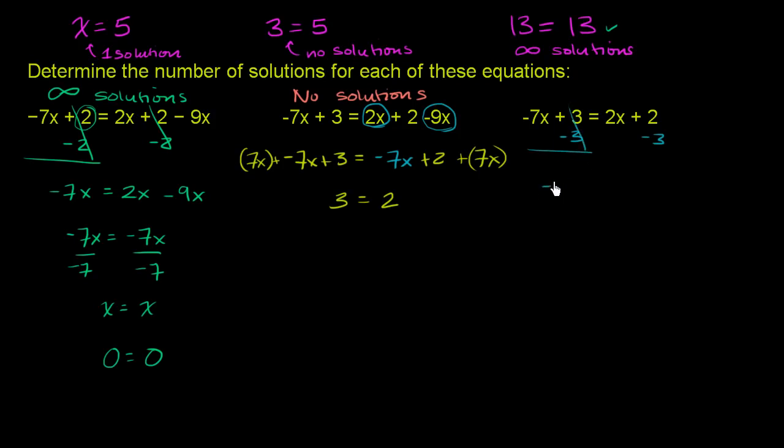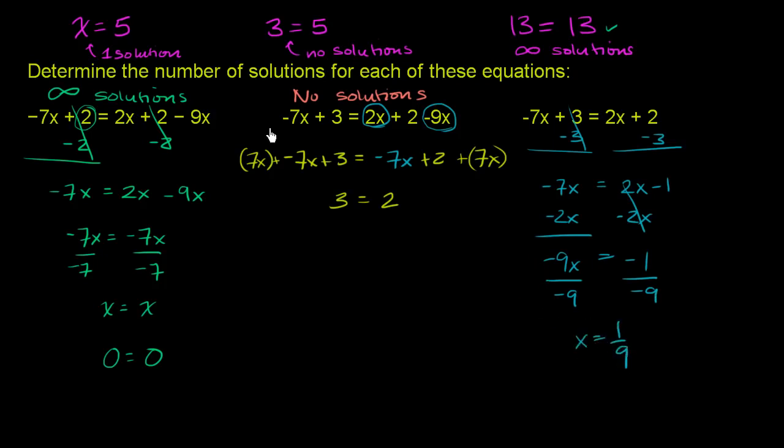So we're going to get negative 7x on the left-hand side. And on the right-hand side, we're going to have 2x minus 1. Now we can subtract 2x from both sides. Subtracting 2x, you're going to get negative 9x is equal to negative 1. Now you can divide both sides by negative 9, and you are left with x is equal to 1/9. So we're in this scenario right over here. We very explicitly were able to find an x equals 1/9 that satisfies this equation. So this right over here has exactly one solution.